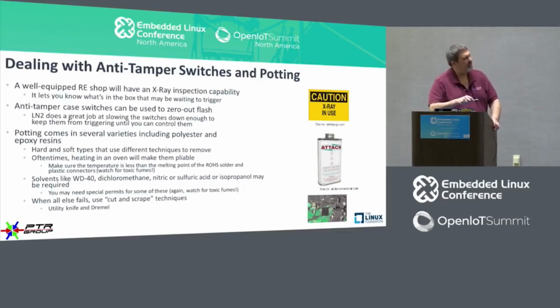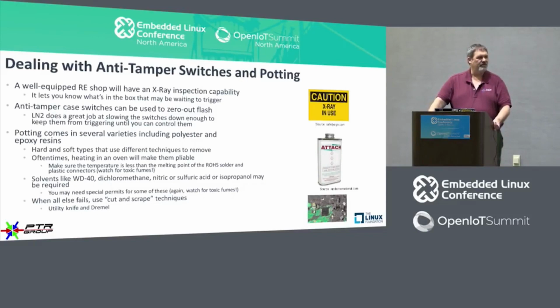This stuff that you see there called a tack, that is actually a pretty decent material. It's not cheap. That little liter can there is almost $100. But when you need it, you need it. And it'll actually do a really nice job of pretty much dissolving the material. Now, when all else fails, you go to cut and scrape. Cut and scrape is a Dremel and an X-Acto knife. A precision utility knife.